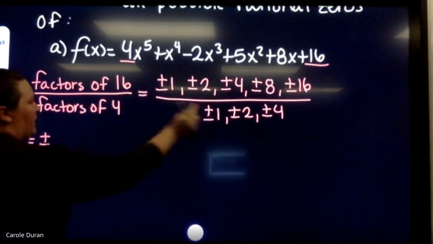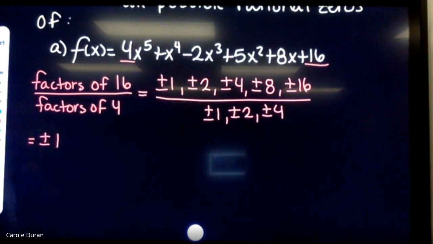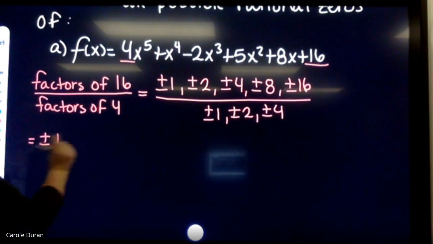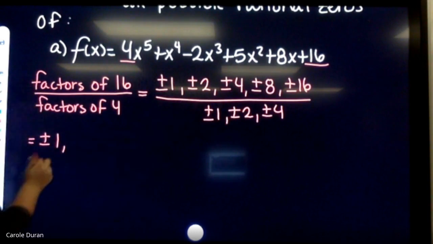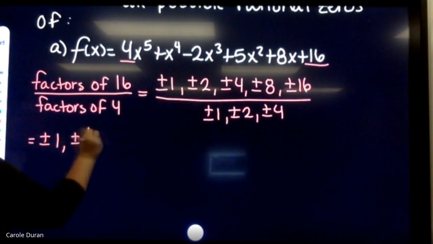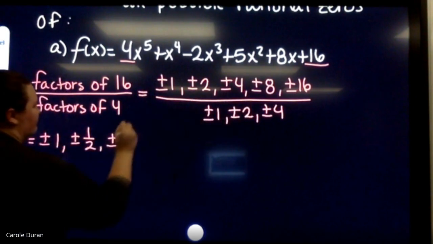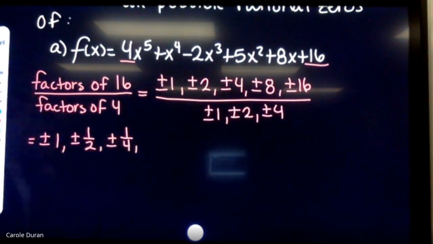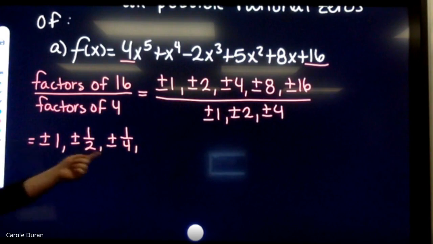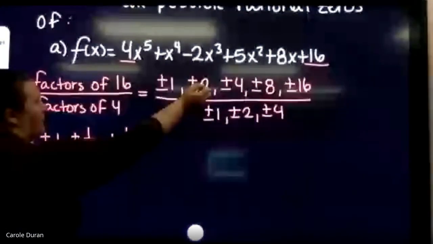What is 1 divided by 1? So plus or minus 1 is one of my options. You don't have to write it as a fraction if it reduces. What's 1 over 2? So plus or minus 1/2 is an option. 1 divided by 4. Plus or minus 1/4. And I keep doing this, moving through all of my factors. If I get a number that's already in my list, I do not have to list it again. I did all the 1s, now I'm going to do the 2. What's 2 divided by 1?